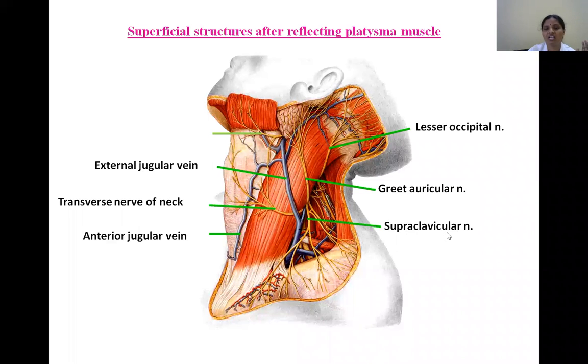Then the supraclavicular nerve, this is the only descending branch from the cervical plexus, right? So supraclavicular nerve. And one more structure here. Exactly what is the structure? Can you appreciate the structure?